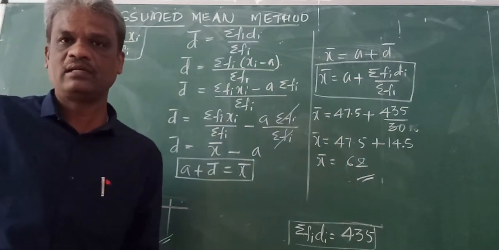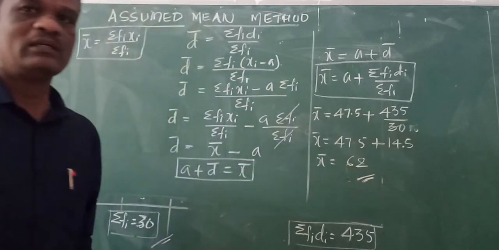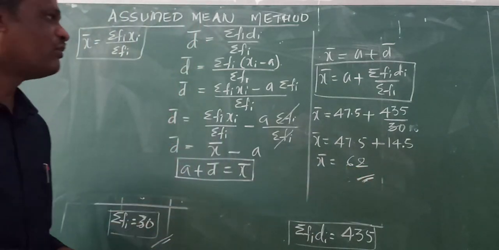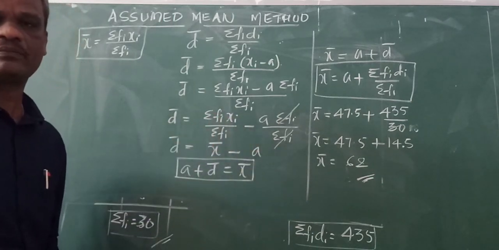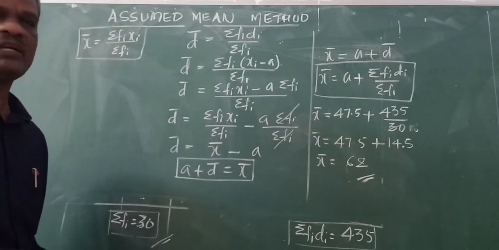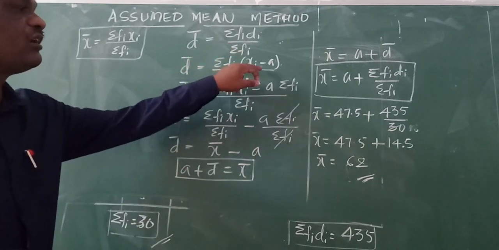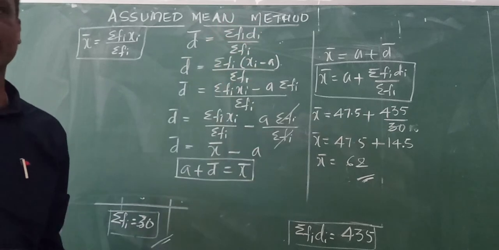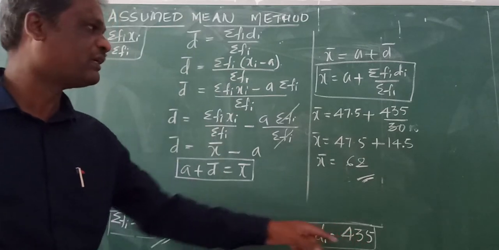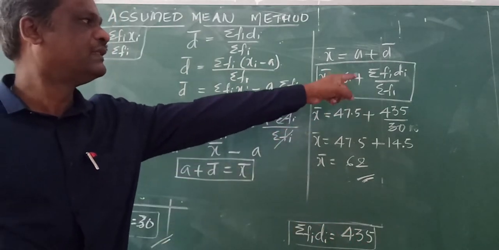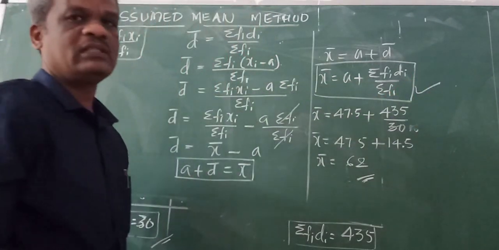The same answer we got in the direct method. So in the assumed mean method also we are getting 62 as the average. That is the meaning of the assumed mean method. What we are doing here: first we assume a value among the class marks, any one you can assume as the mean value. Then find the deviation, xi minus a. Then find fi di and the sum of all these fi di, which is sigma fi di, 435. Substitute in the formula: x bar is equal to a plus sigma fi di divided by sigma fi. This is the formula to find the mean value using the assumed mean method.